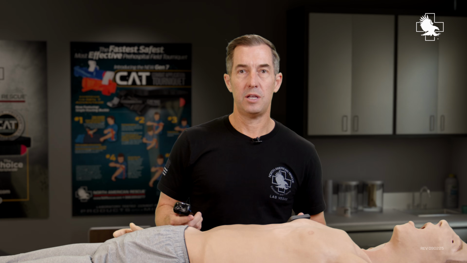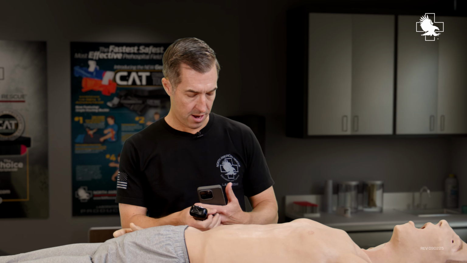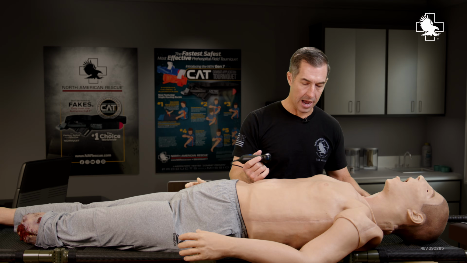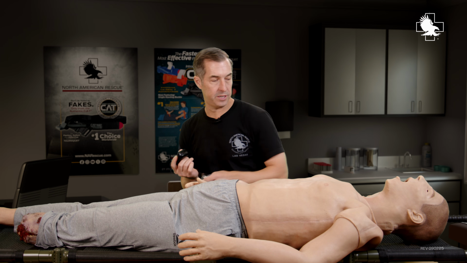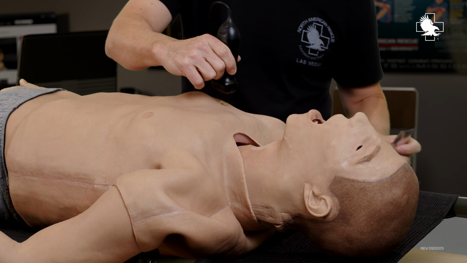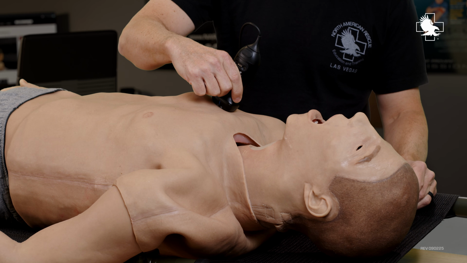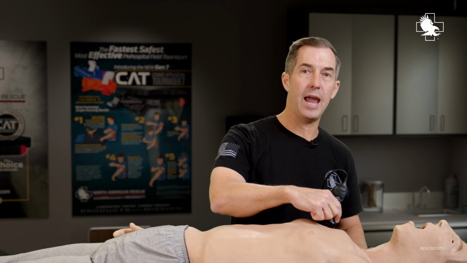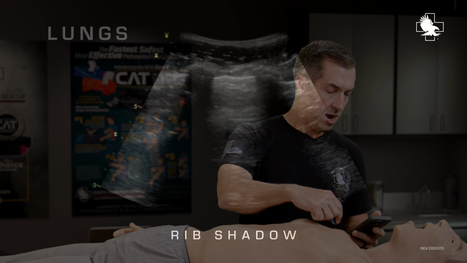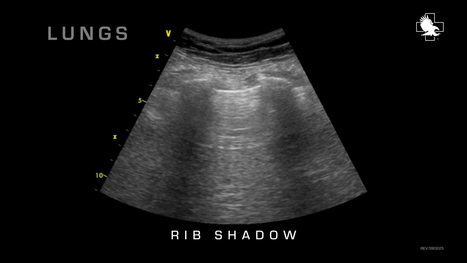Today I'm using the Butterfly IQ3, which is a great pre-hospital ultrasound, running into my iPhone. I'm going to start scanning a few different sites on the chest. Different protocols call for different spots, but all we're going to do is look at the chest, going perpendicular down. As I'm looking at my ultrasound, I'm going to see ribs, and those are going to cause a shadow. Between the ribs, I can really get a good evaluation of the lung.